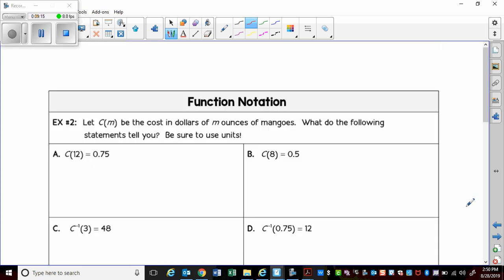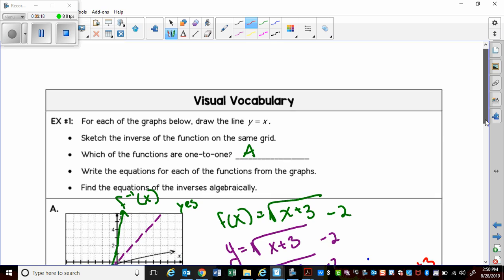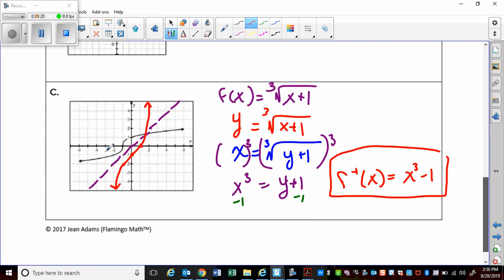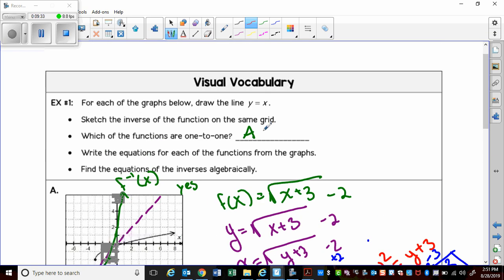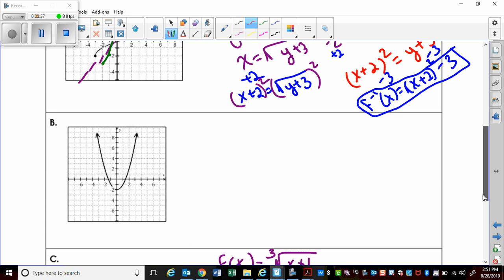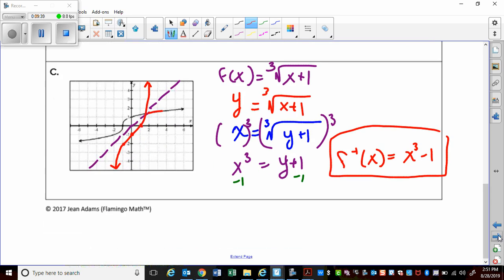I want you guys to try the next one. Also, I know that this is 1-to-1. It passes the vertical line test. It also passes the horizontal line test. Even though it does look like it might not right here, it will never touch this graph more than once. So C also passes, it is also 1-to-1. You try B. Let me know.